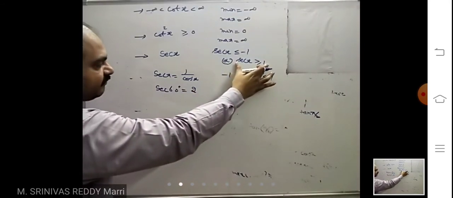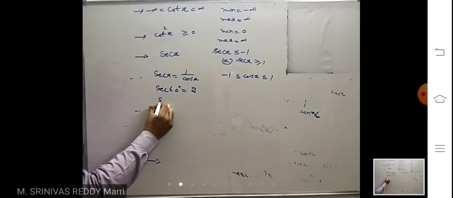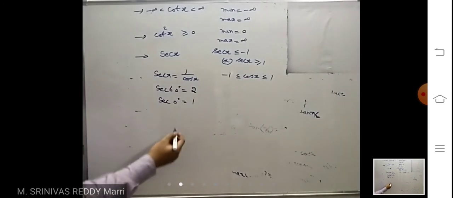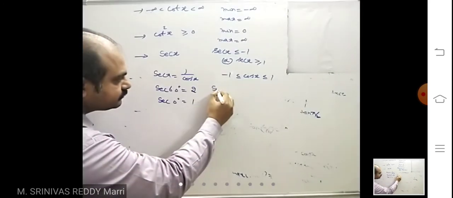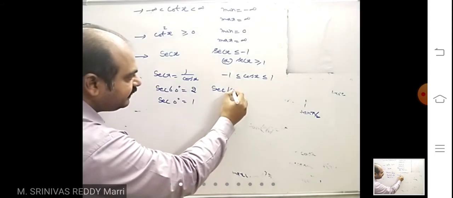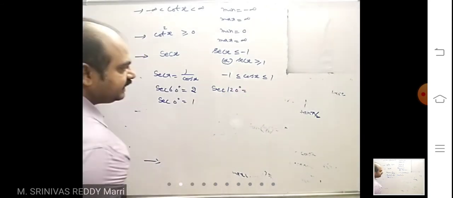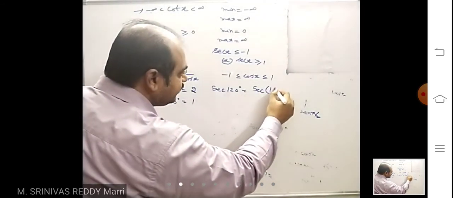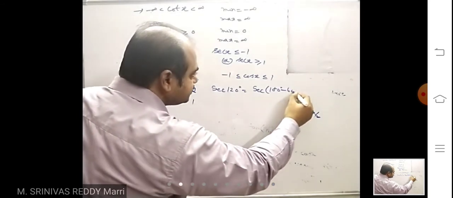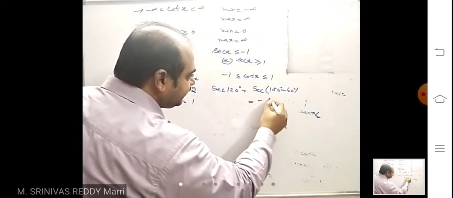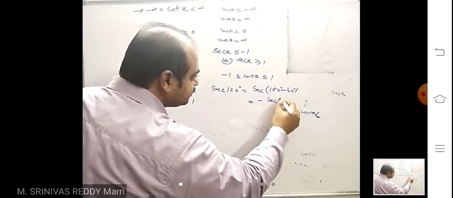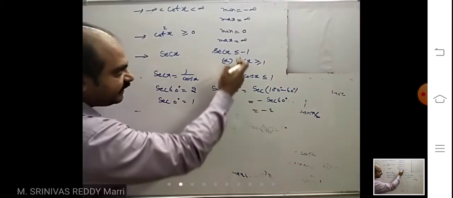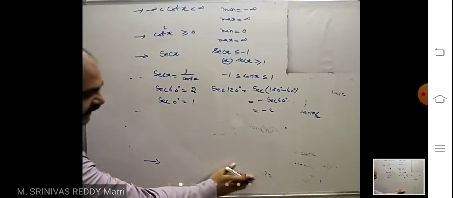So this is greater than 1, right? Suppose secant 0, what is that? 1. Suppose secant 120 degree. What is this value? Secant of 180 degree minus 60 degree. Secant of 180 minus theta means minus secant theta. That means minus 2. Look at here. So this is a value less than minus 1 only.